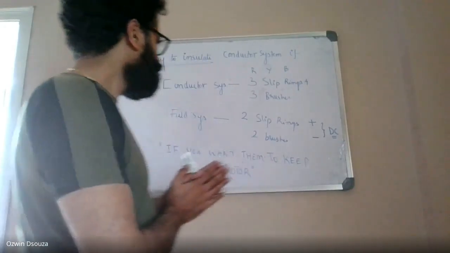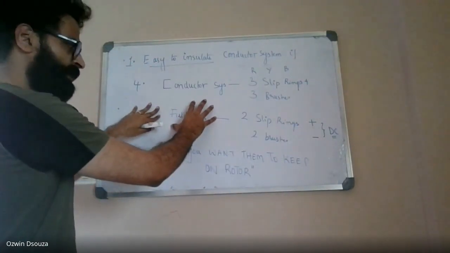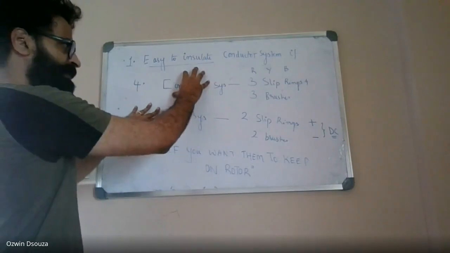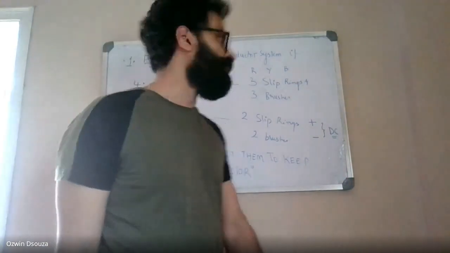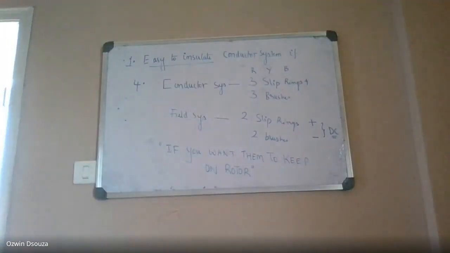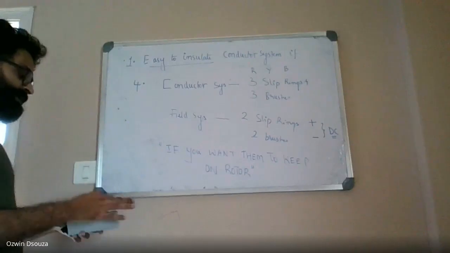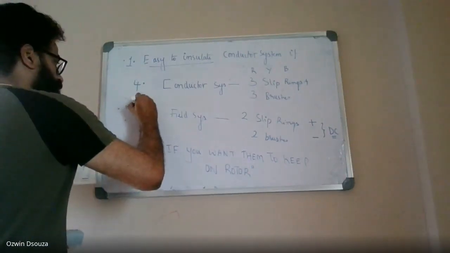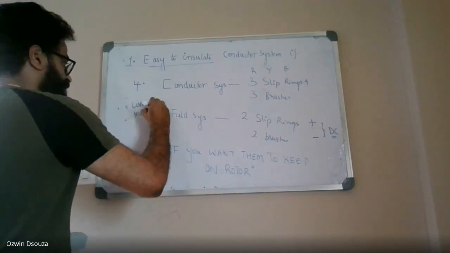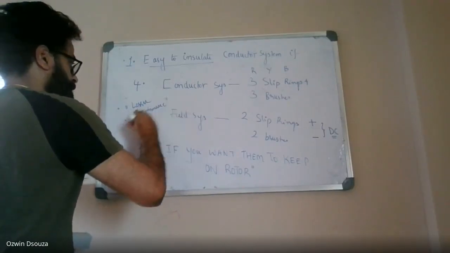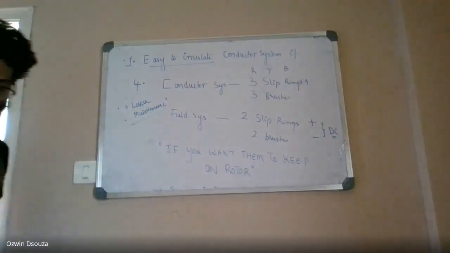So if you keep the field system onto the rotor side rather than the conductor system, you will be able to reduce the maintenance cost. Okay. So that's the fourth advantage. Lesser maintenance. So that's your fourth advantage.